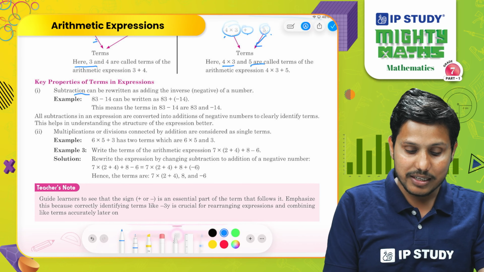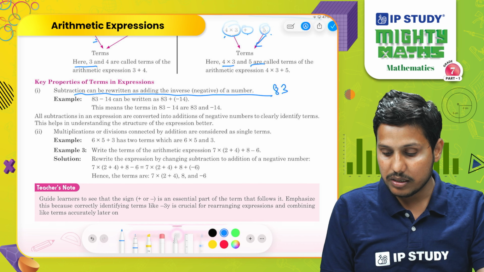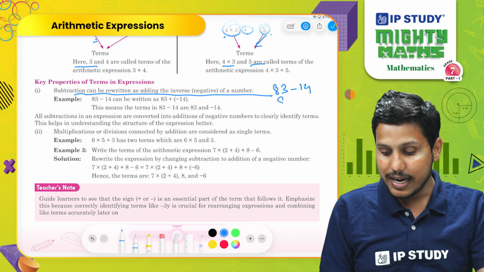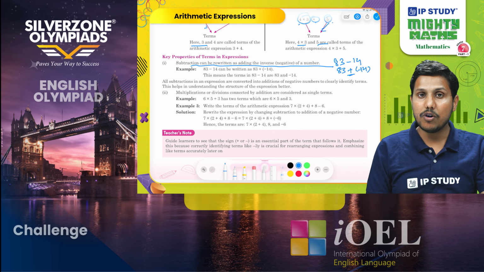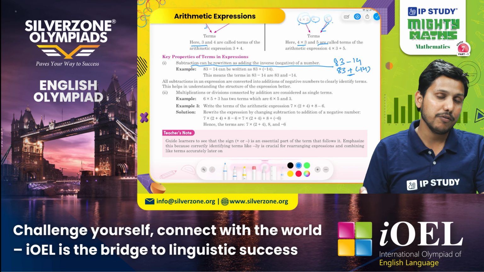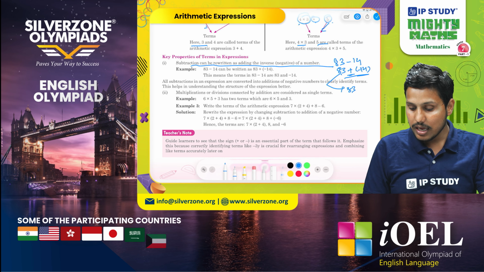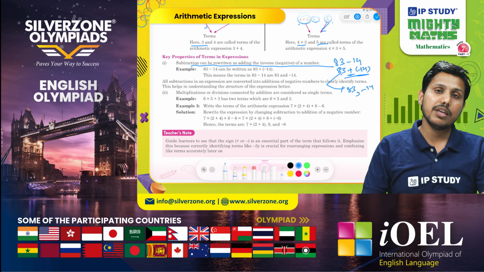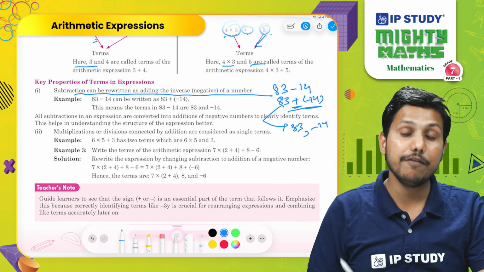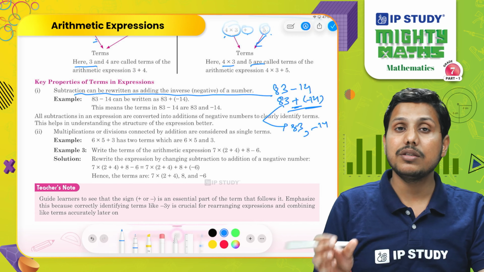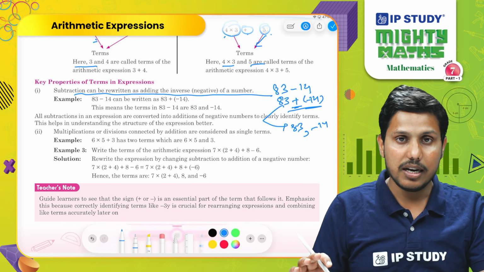Now, there are key properties of terms in an expression. First is, subtraction can be rewritten as adding the inverse of a number. Like if we have 83 minus 14, we can write it as 83 plus minus 14. Now, this is written in order to find out the terms of an expression. So, the terms for this expression will be 83 and minus 14. So, whenever we are given an expression and we have to identify the terms, we have to look for the addition sign. If there is a subtraction sign, we have to rewrite it in such a way that it contains an addition sign along with the subtraction of the number that we have.